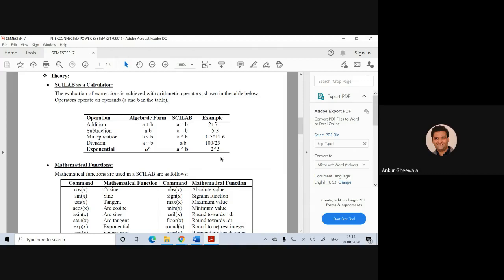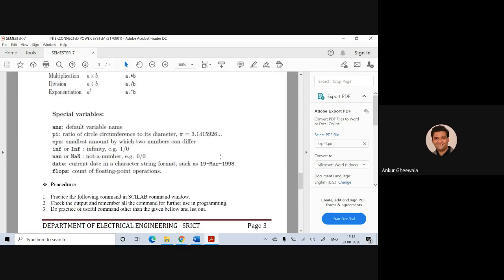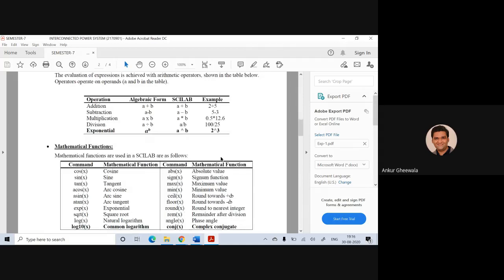Now mathematical functions, you can see here, this kind of mathematical function we can also use in Scilab. If I want to find the cosine function, it is given by cos of x. X is considered in terms of degrees, same as the sine function and tangent function. Then if I want to find cos inverse, I will use arc cosine, then sine inverse is arc sine, and tan inverse is arc tangent.